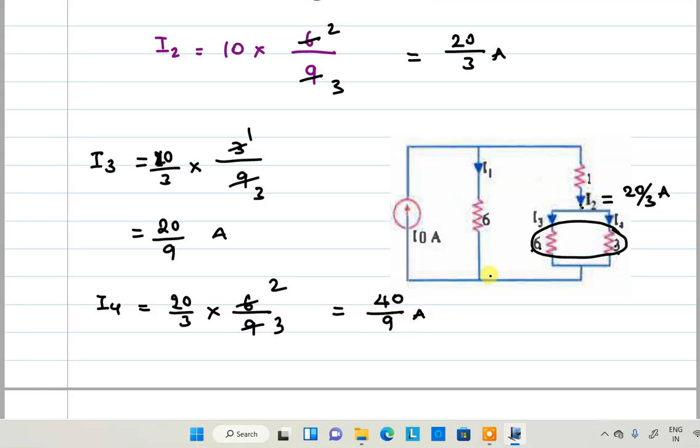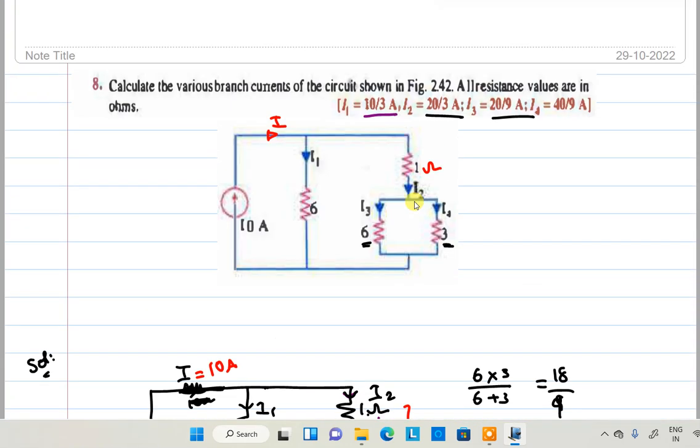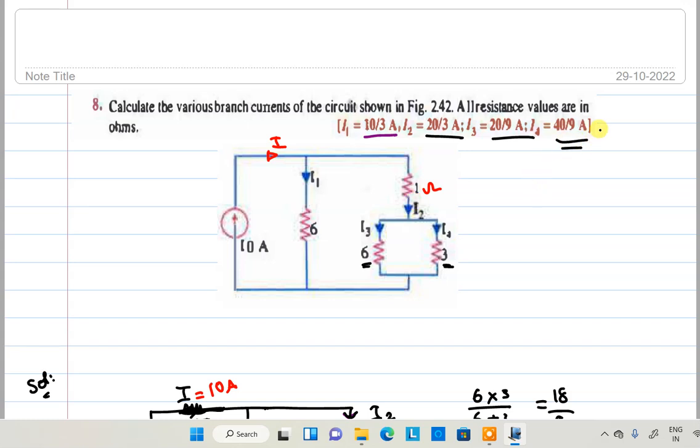Just verify the answer here: 40 by 9 amperes. I hope that this conventional problems practice section for chapter 2, resistive elements, was useful. I hope that you enjoy the classes.